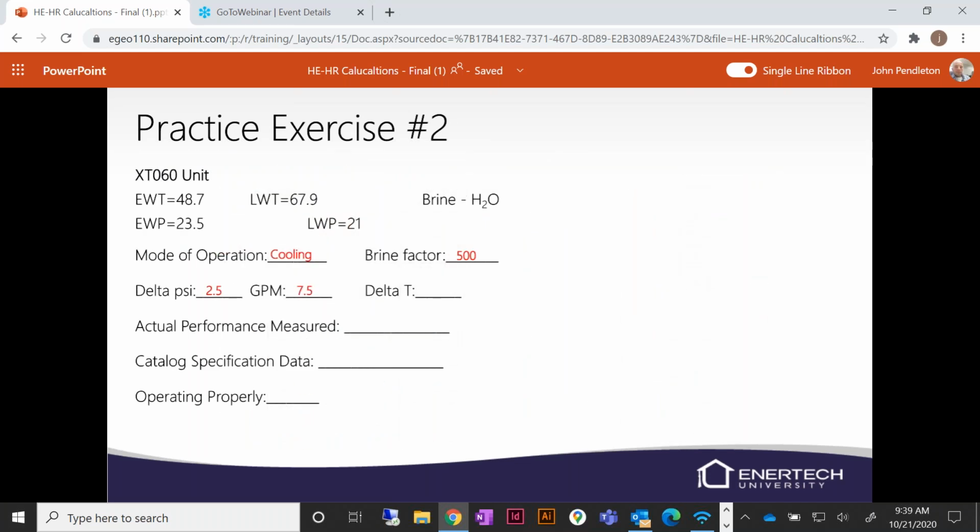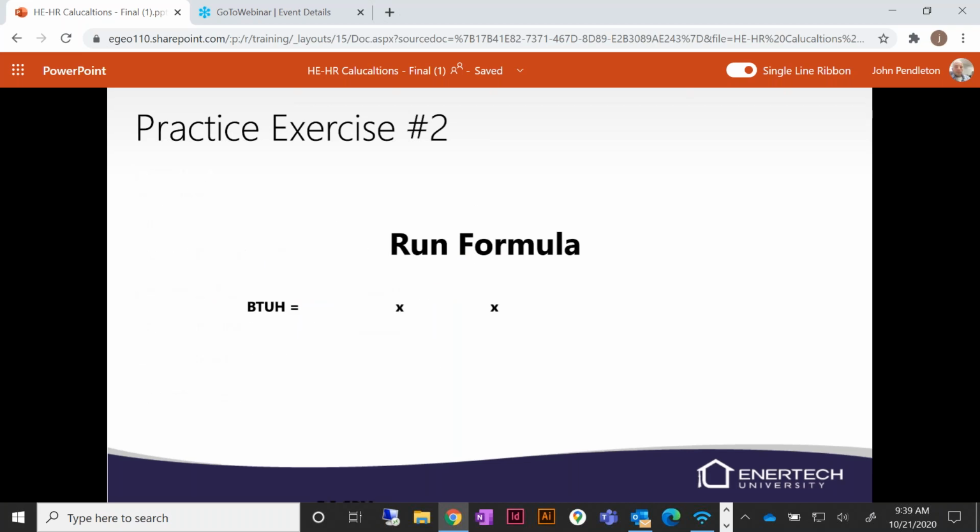So we know our GPM, which is the recommended flow rate for an open loop system. We had a 19.2 degree temperature difference. So now we've got all the numbers. We can run the calculation. 7.5 GPM, 19.2 temperature difference times our brine factor of 500. I think that'll give us like 72,000 BTUs.